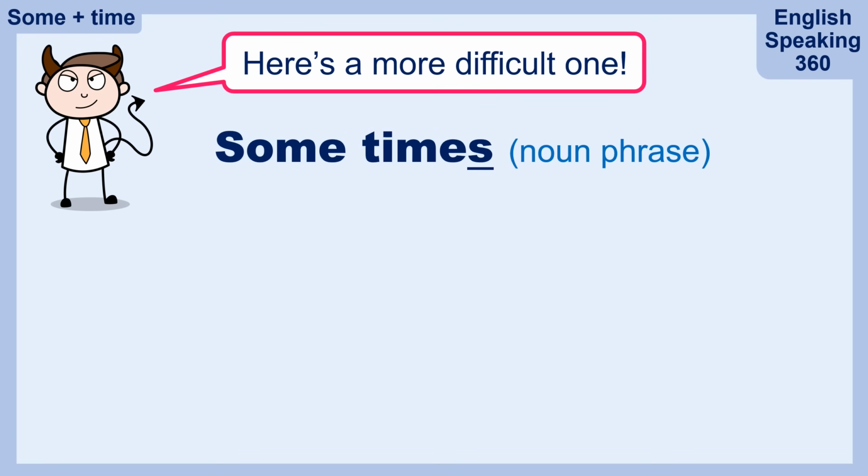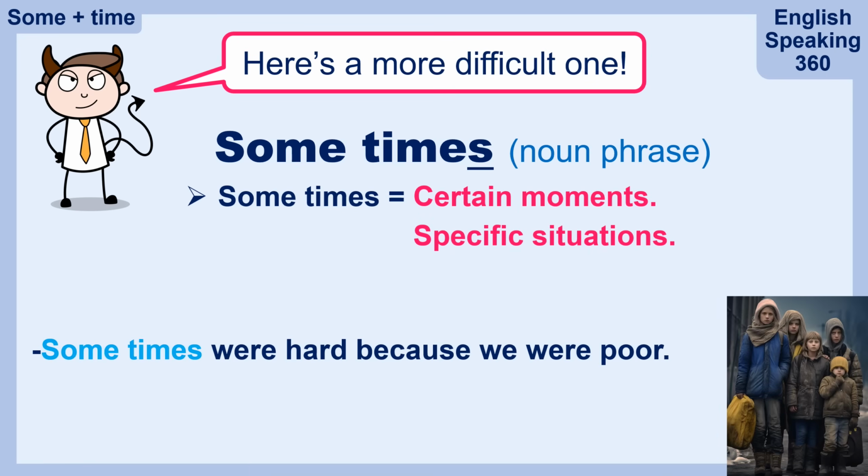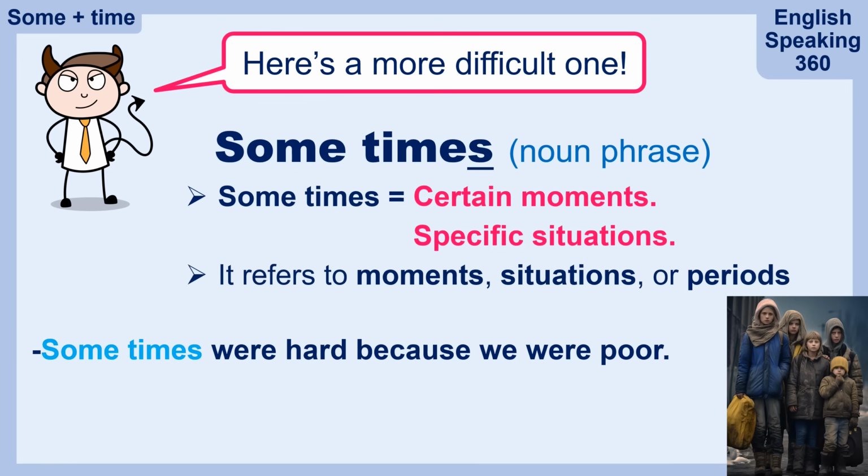Sometimes. Now this is a noun phrase. It's not an adverb. It means certain moments or specific situations. For example, sometimes were hard because we were poor. Certain moments were hard. Specific situations were hard. So sometimes refers to moments, situations, or periods in someone's life. Some periods in my life were hard because we were poor.